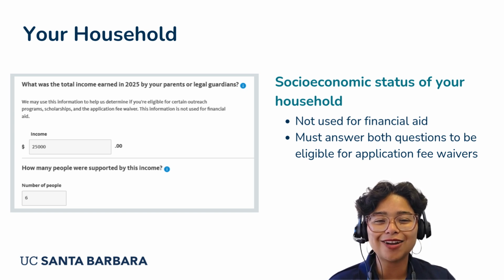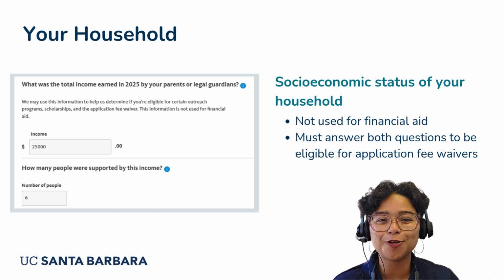The information is not used for financial aid. The application will ask, how many people were supported by this income? This is including you, the applicant. Sometimes applicants are nervous about putting their family's income in the application. Remember, nothing you share on the UC application can harm you.